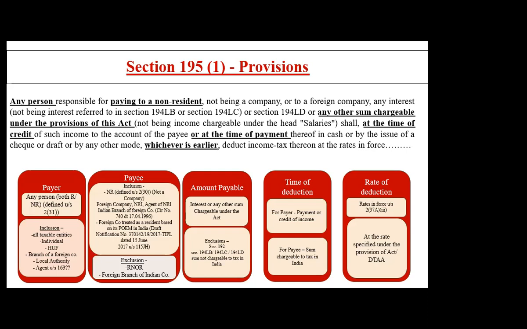As already explained, any person paying to a non-resident would be covered under the ambit of 195(1). So any person would include, as defined under Section 2(31), 7 categories: HUF, individual, firm, company, artificial juridical person. Whosoever is defined under any person would be covered in it. So even the non-resident and resident both would be covered. RNOR, NOR, OR, ROR, everybody will be covered under the definition of any person. There is no exclusion in the definition of any person. Any person who is going to make a payment to a non-resident will be covered.